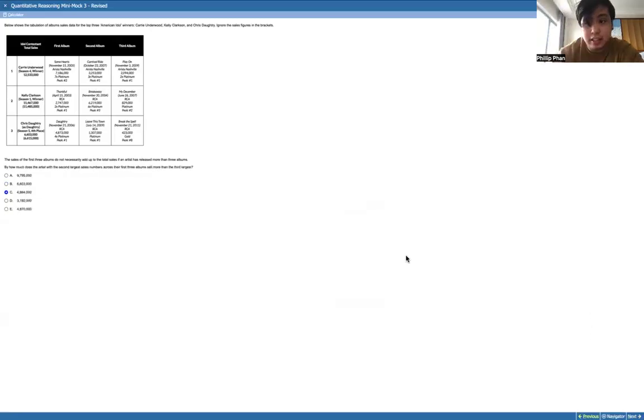Pretty much just noting that for this one right here, they're saying second largest sales across the first three albums. So they're referring to this one to know which artist is picked. But then they're saying sell more than the third largest. So we're actually comparing between these two numbers here. We're only using this one to figure out which artist we're talking about, and then we're going for the second and third largest by going for these numbers right here. All right. So hopefully that makes sense.